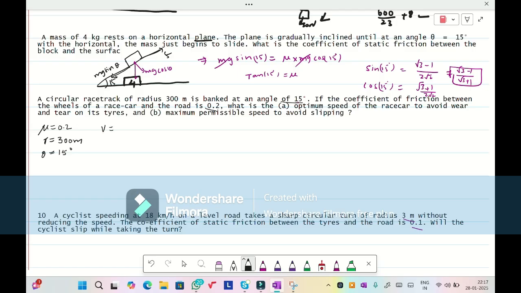The V is equal to root over Rg into tan theta, where tan theta is equal to mu. Therefore, V is equal to root over mu Rg. So here optimum speed means the necessary speed here.